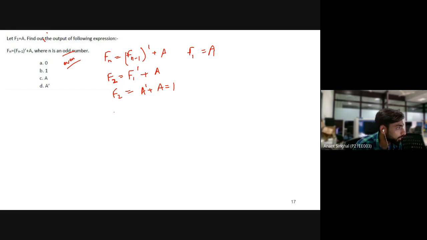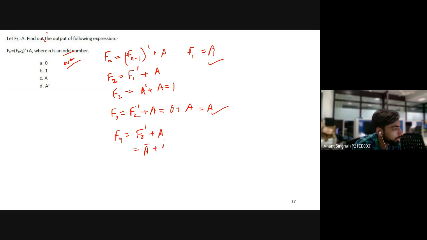Okay. Now I'll try to calculate F3 similarly. F3 will be nothing but F2 complement plus A. F2 was nothing but 1. So 1 complement will be 0. And 0 plus A will be A. Here you can see we are getting a pattern. F1 was A, F3 was A. So if I try to calculate F4 now similarly, it will be nothing but F3 complement plus A, which will be again A bar plus A, and this will be 1.